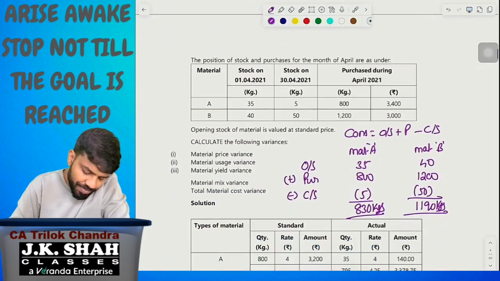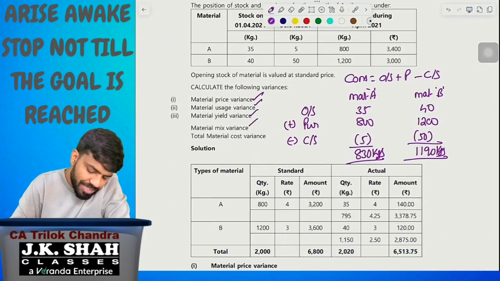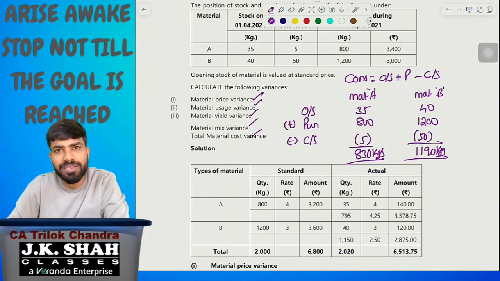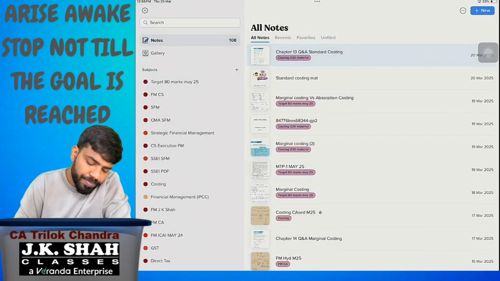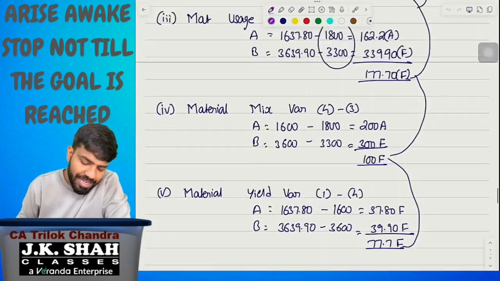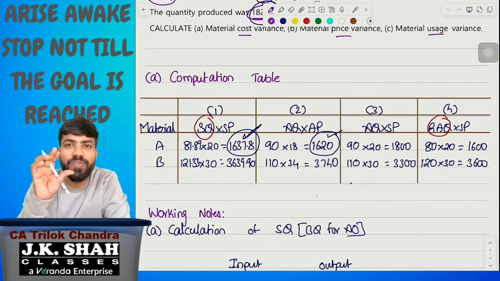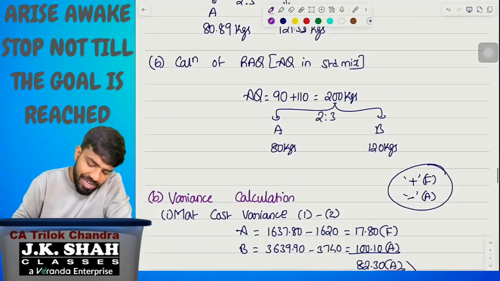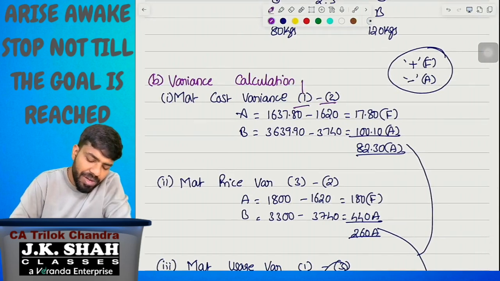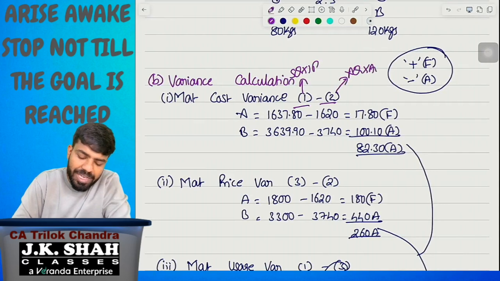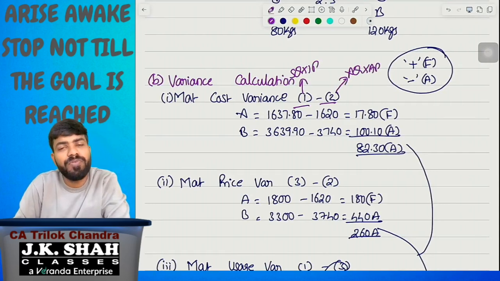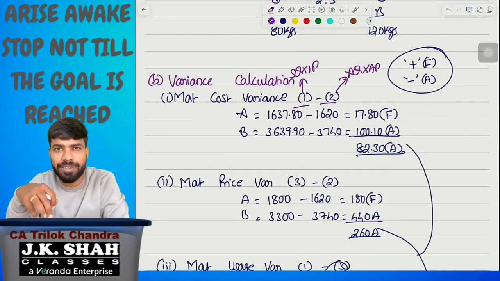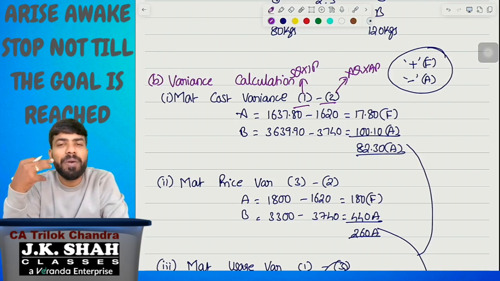So this is the information given. What are they asking to calculate? Price, usage, yield, mix, and total cost, all the variances. So first, what do we need to do? As I told you, first we prepare the computation table and then the variances. But in a few questions, when there are multiple adjustments, don't prepare the computation table; directly follow the formulas. 1 minus 2: what is 1? SQ into SP. What is 2? AQ into AP. So SQ into SP minus AQ into AP. Just for remembrance sake, I designed the table and calculation, to remember the formulas.